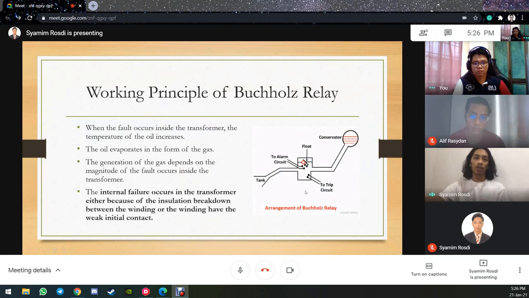As you can see right here, the arrangement of the Buchholz relay. When a fault occurs inside the transformer, the temperature of the oil increases and the oil evaporates in the form of gas. The generation of the gas depends on the magnitude of the fault inside the transformer. The internal failure occurs in the transformer either because of insulation breakdown between the windings or because the winding has a weak initial contact.